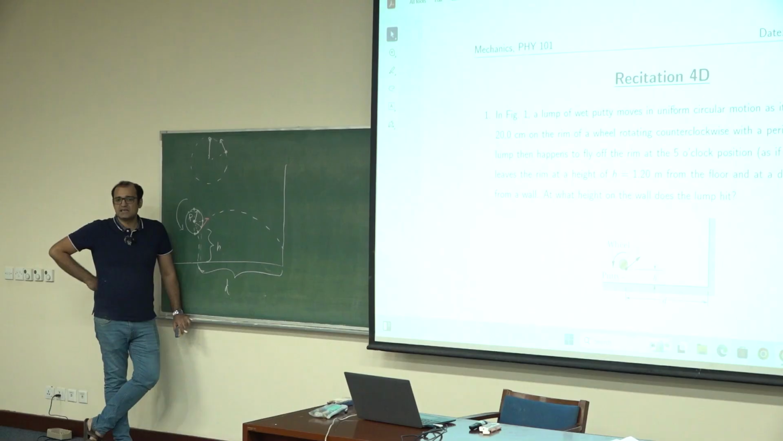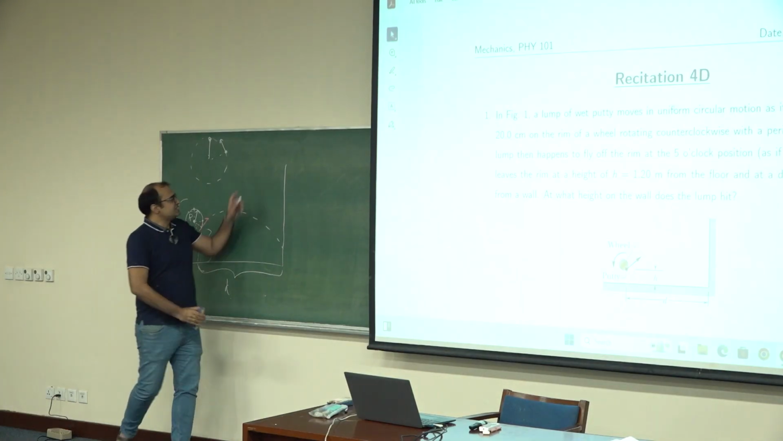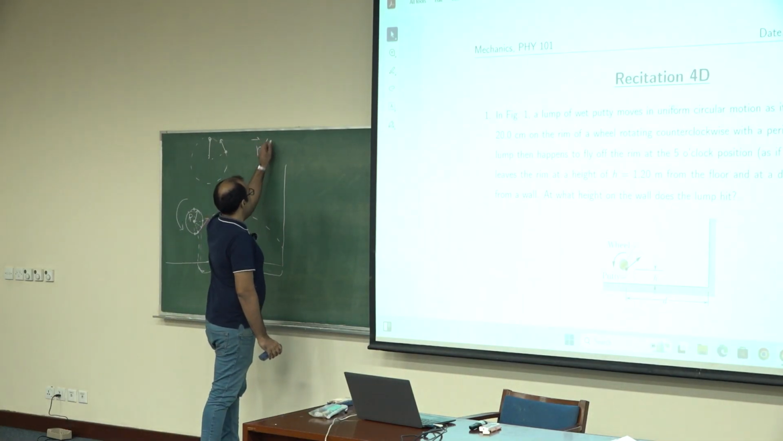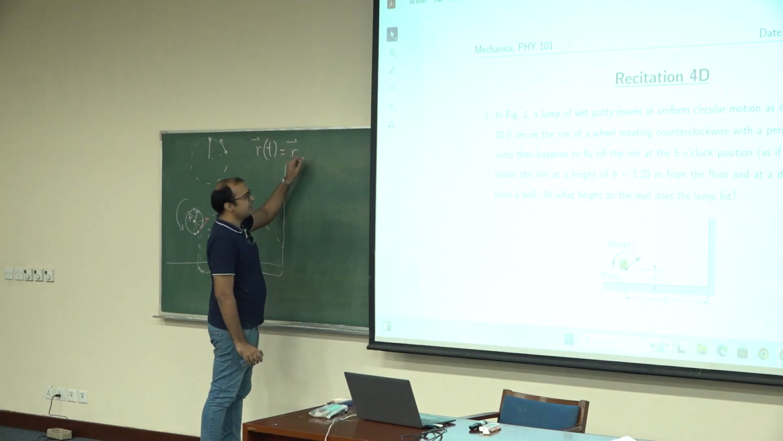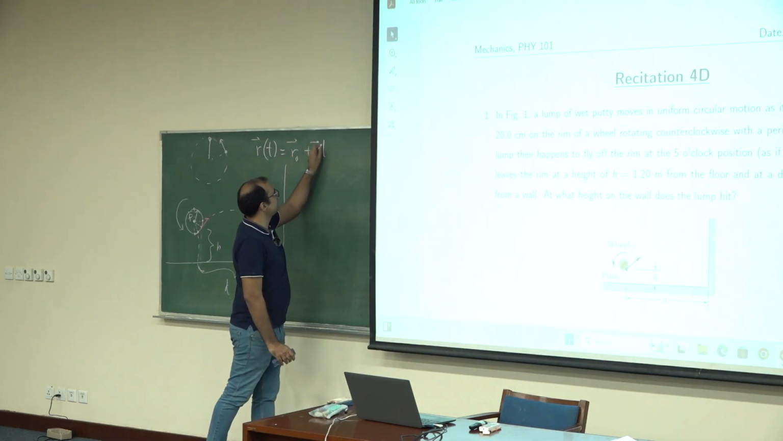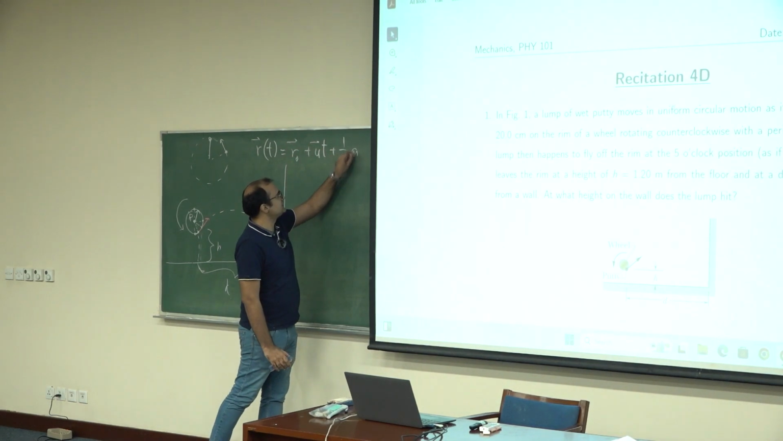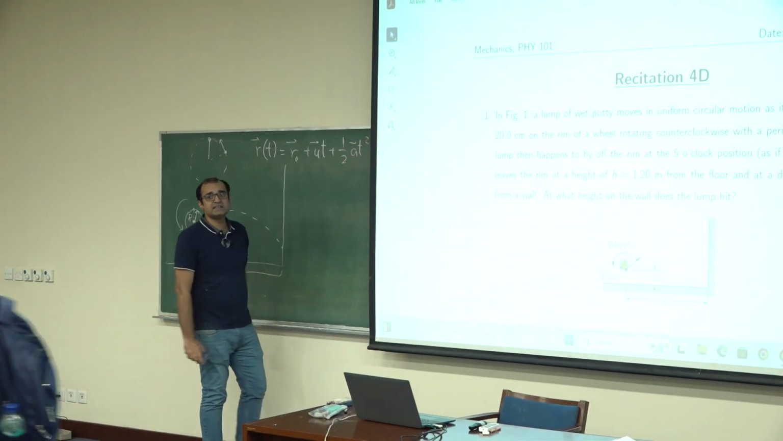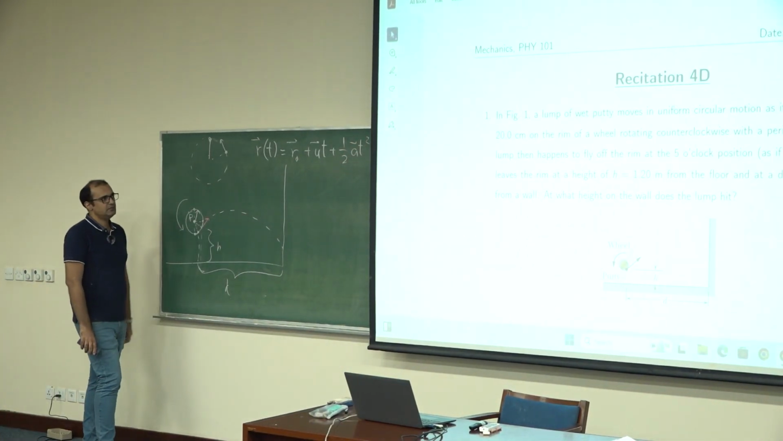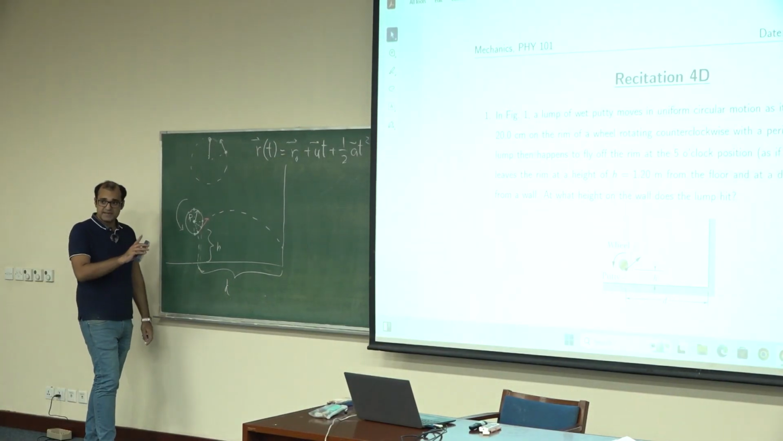The position vector in such a case will be just the initial position vector plus the change in the position vector due to the initial velocity, which is u times t, plus the change in the position vector due to the acceleration vector, which is half a t squared. Essentially that's what I'm going to do. Once I know the position vector, I know where the piece of clay is at any given time. Then I can deduce whether it hits the wall or not, and if it does hit the wall, where it hits. So that's my basic strategy.